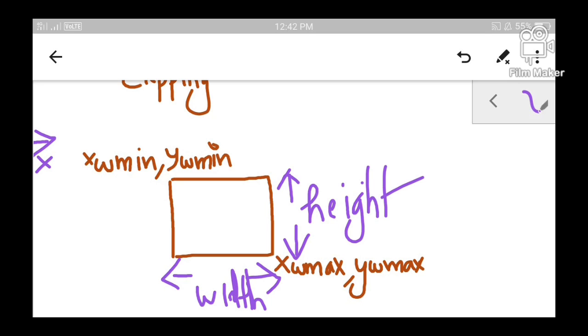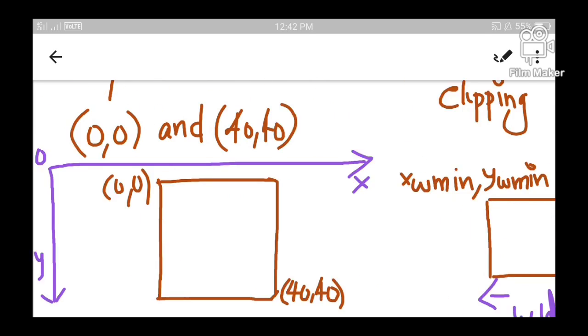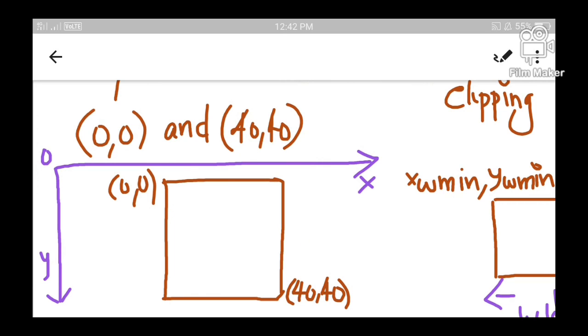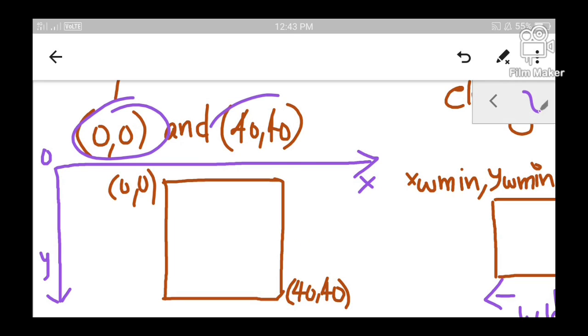Hope the concepts are clear to you. Let us move on. Suppose you are asked to draw a clip window, which is pointed at 0, 0 and 40, 40. So 2 points are given to you, 0, 0 and 40, 40, and you are asked to draw a clip window. How will you draw? Simple.